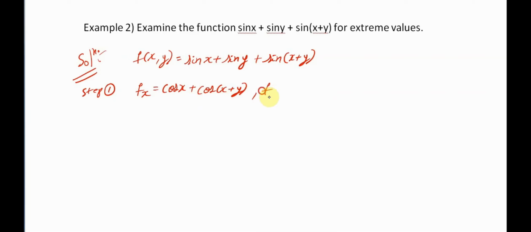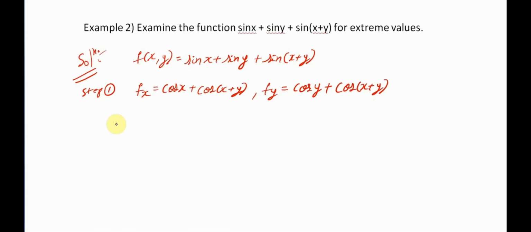Similarly, I'm going to do the differentiation with respect to y. Here keeping in mind that x is constant, so the differentiation of sin x is constant, so sin y differentiation will remain cos y. So we'll get here cos y plus, for sin of x plus y differentiation, we will get cos of x plus y. So like this we differentiate with respect to x and y.